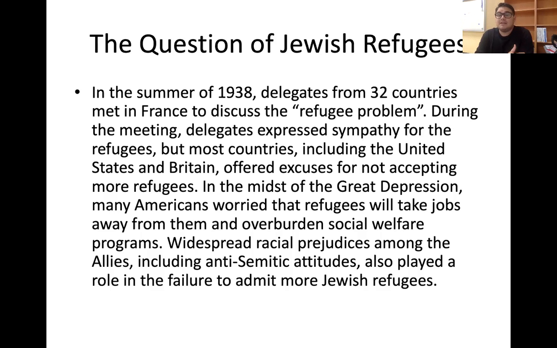Weirdly, it did save lives. Thousands of Jewish children were able to go to Britain, but they had to be separated from their family. They couldn't be with their family. A lot of these kids would never see their families after this. So, it was a very traumatic experience for a lot of those kids.